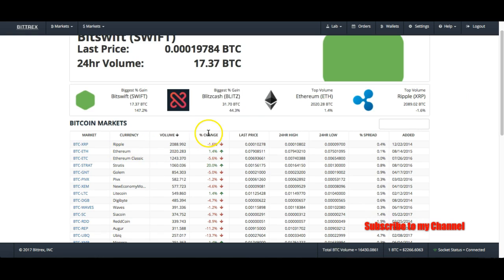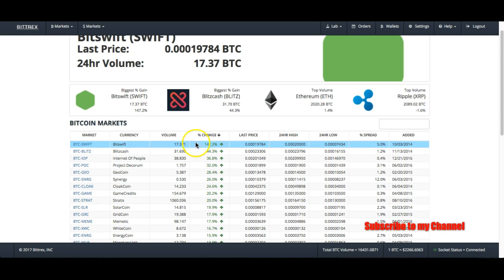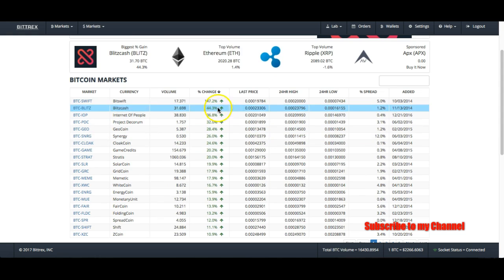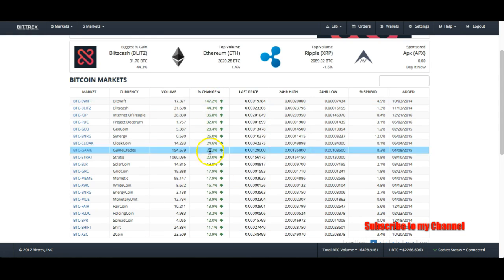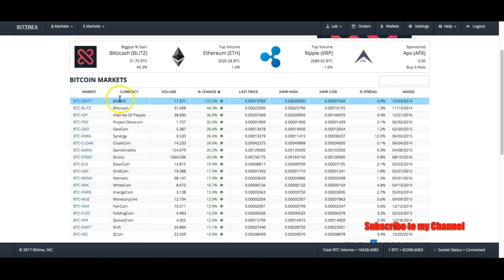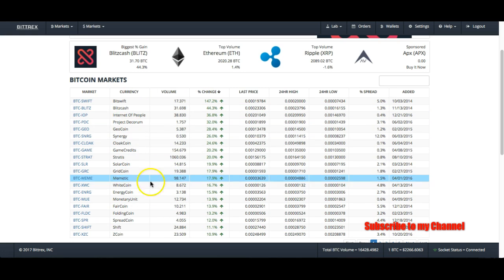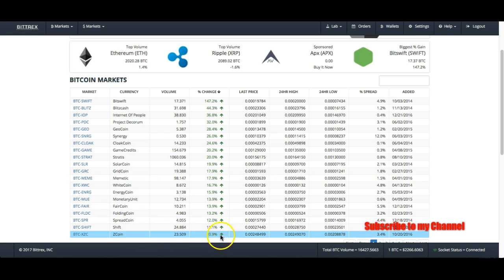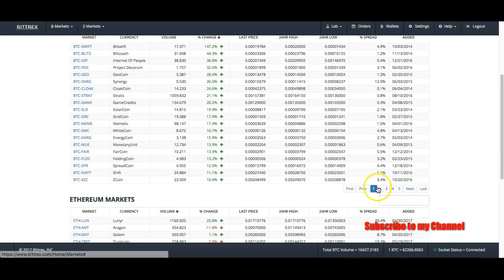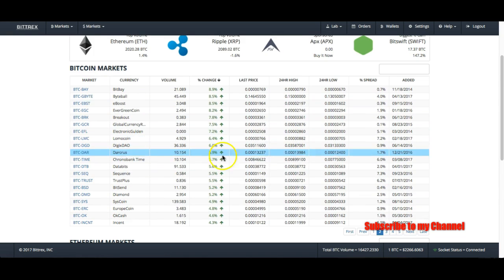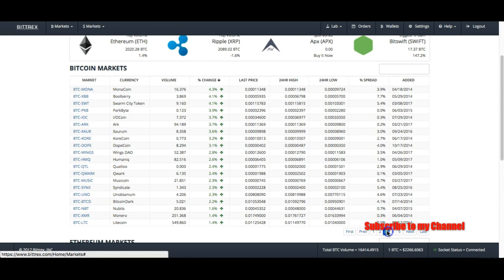So the way I look at things is I click on percent change. I click on it twice till it gets me to the green zone. I want to see everything that's on an upward percentage wise. So I take a look at what's going on right now, and the first page is going to give me all of these. It's probably going to have 2 or 3 pages of positive gains.